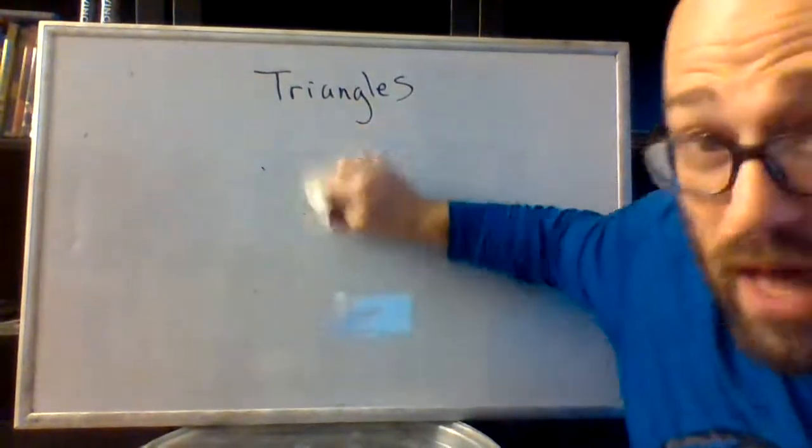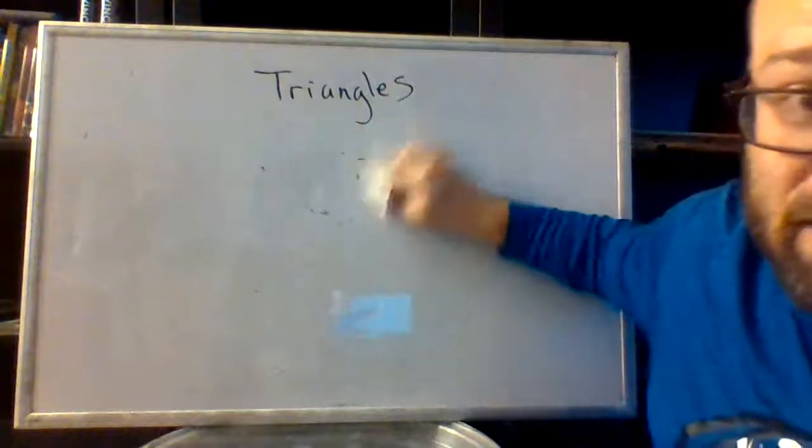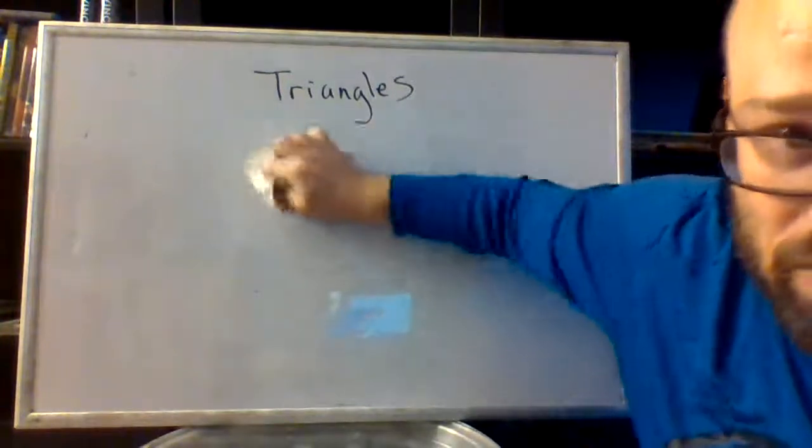Now, if I did an equilateral triangle, that's pretty easy. An equilateral triangle is 60 degrees all the way across. Doesn't matter what we do.